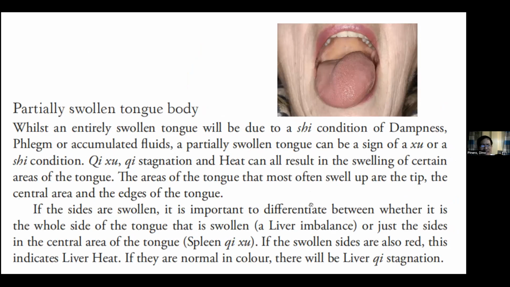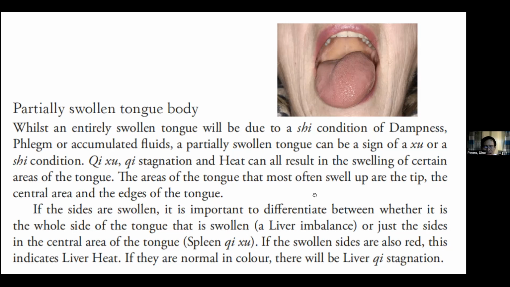An entirely swollen tongue will be due to an excess condition of dampness, phlegm, or accumulation of fluids. A partially swollen tongue can be a sign of a deficiency or an excess condition. So it can be deficiency or excess condition as the reason for the swelling of the tongue. Qi deficiency, qi stagnation, and heat can all result in the swelling of certain areas of the tongue.